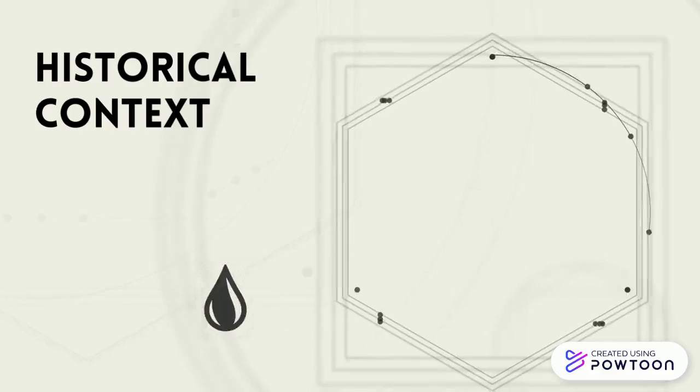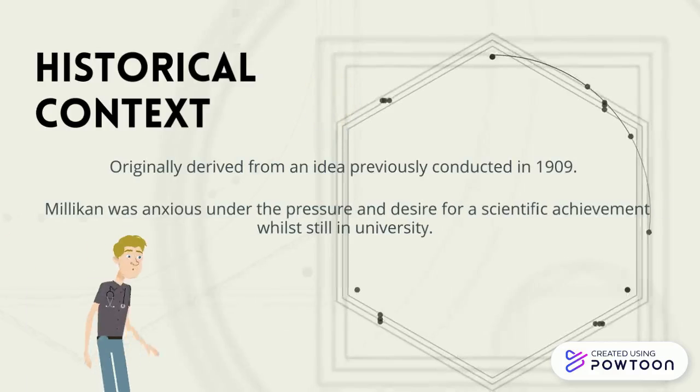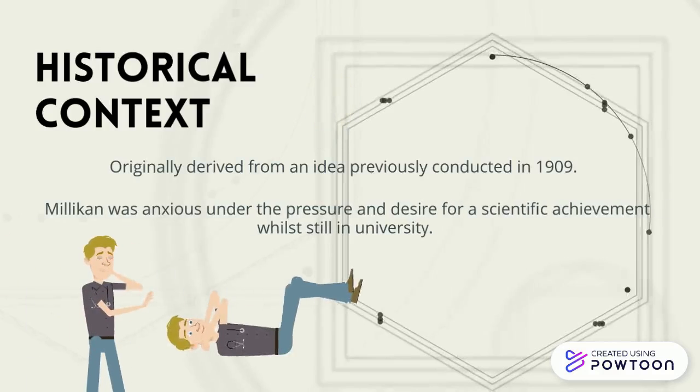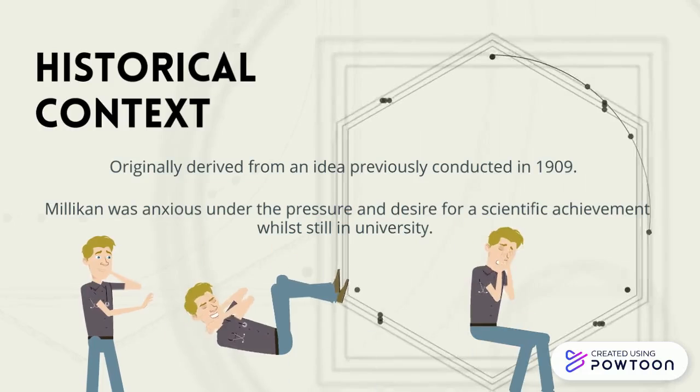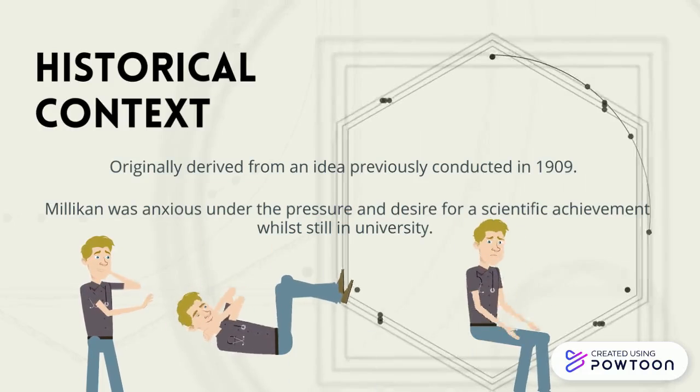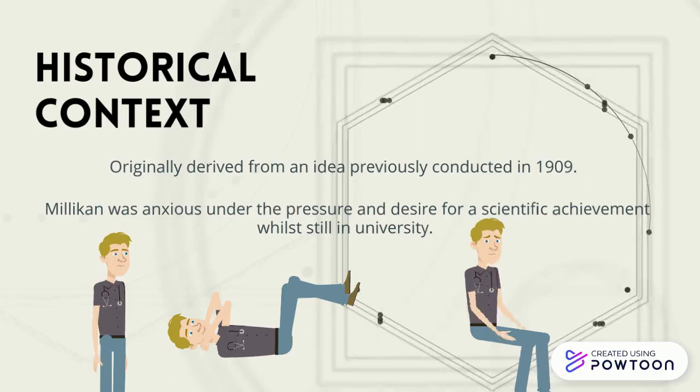Millikan's oil drop experiment originally derived from an idea previously conducted in 1909. Millikan was anxious and under pressure, with a desire for a scientific achievement while still in university. This then led him into a series of collective failed experiments, but alongside Harvey Fletcher, his graduate student, Millikan utilized these attempts to approach his results.